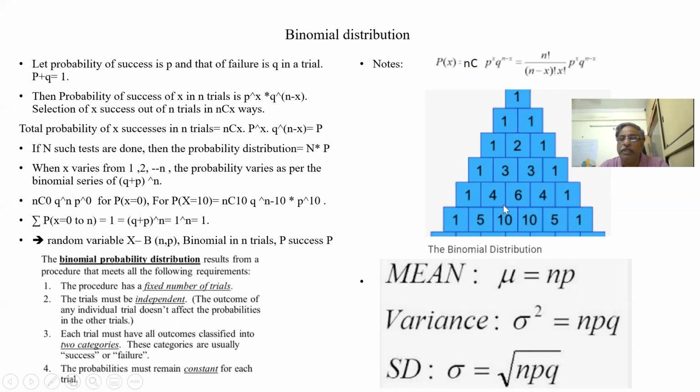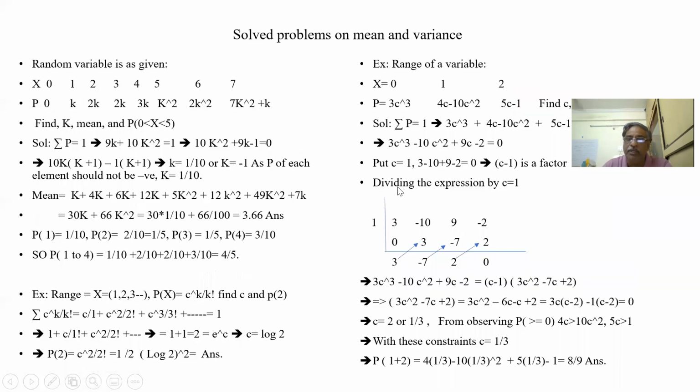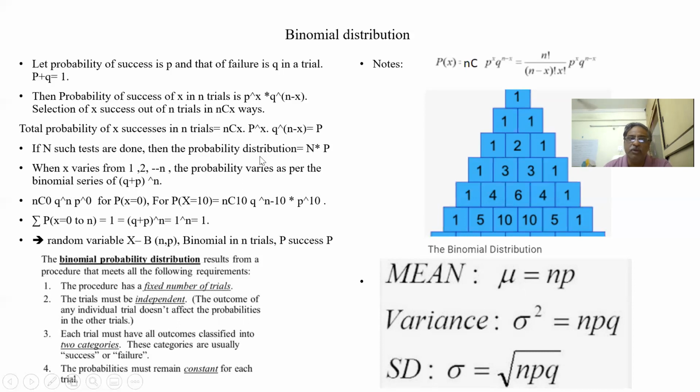So what is the mean of a binomial? Earlier we have found out mean and variance. This is also a probability variation, a random variable. Here also we have a random variable x, x0, x1, up to x10, and we have a probability variation in the binomial form. So what is the mean of this? Mean is represented as mu is equal to n into success probability, n into p. What is variance? n into p into q.